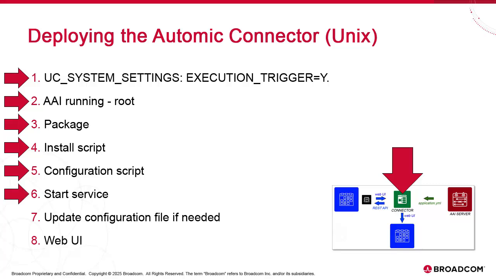Next, we use the systemctl command to start the connector. Systemctl comes with a number of options: start, stop, restart, status, and enable. Then we check the log to make sure the connector is talking to AAI. If you make a mistake during the configuration, you can update application.yml manually. We'll show the file. Finally, we add the scheduler in the AAI Web UI version 2 so that the connector is able to acquire events and definition data from Automic automation.